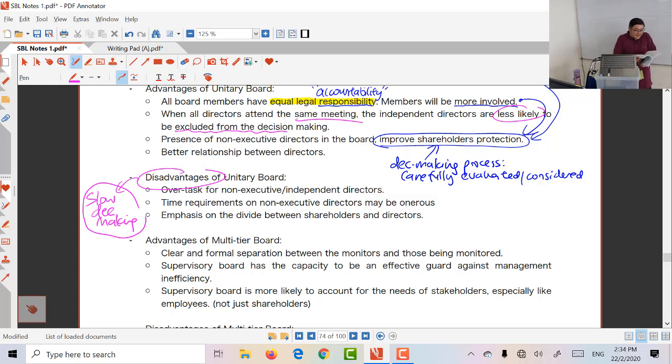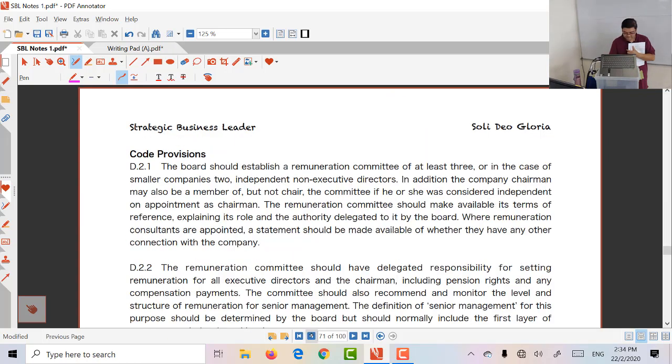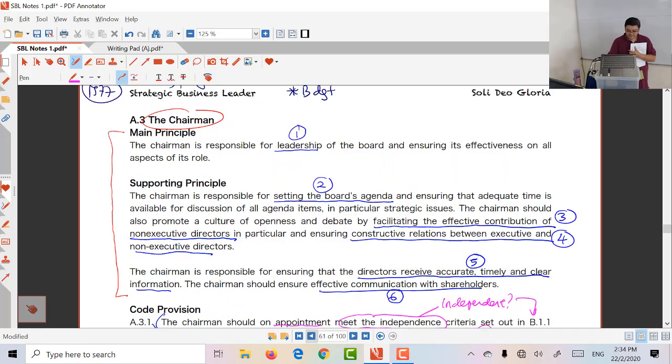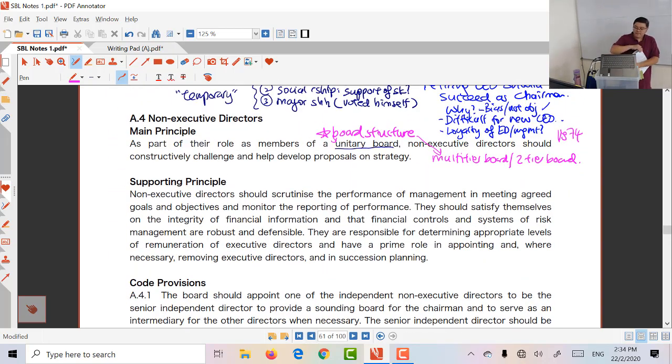Now, so these are the two things that I highlight to you about the board structure, okay? So I think that's good enough already. Now, I'm going to go back to the code to tell you what the code says. So can we please turn back to page 61? Okay, now we are moving towards the non-executive directors.